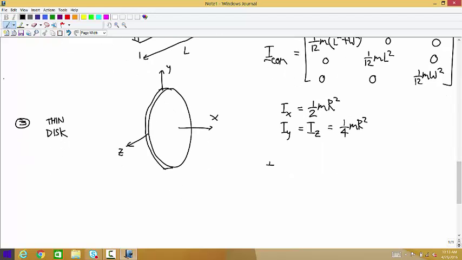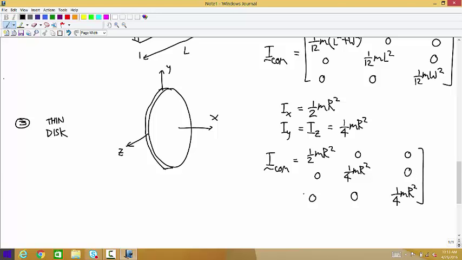And so as a tensor, the moment of inertia about the center of mass is, in the x position, 1/2 mr squared. In the y position, diagonal position, 1/4 mr squared. And in the z position, 1/4 mr squared.